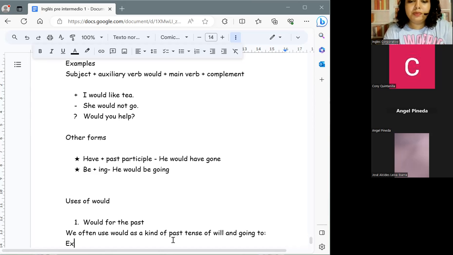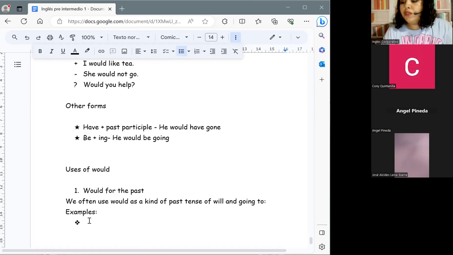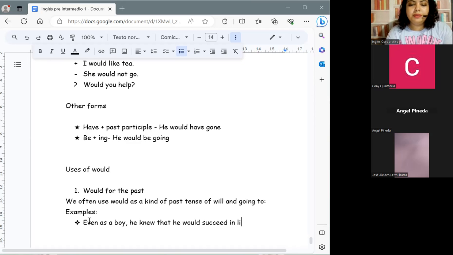And we have two examples. And the first one, even as a boy, he knew that he would succeed in life. Even as a boy, he knew that he would succeed in life. I thought it would rain, so I brought my umbrella.